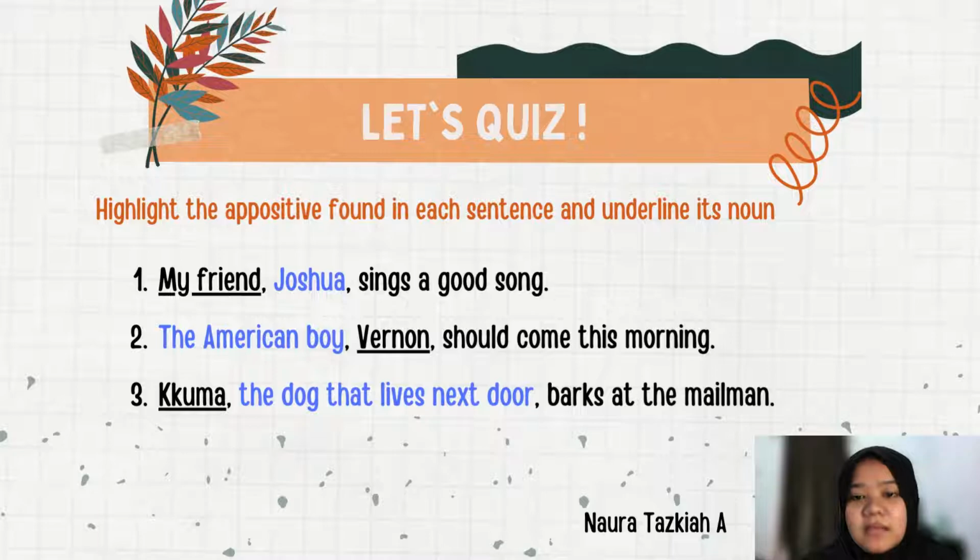In this number, the noun phrase the American boy is the appositive, and the appositive further explains the subject Vernon. And the last one is Kuma, the dog that lives next door, barks at the mailman. Different from the previous one, in this number, the dog is the appositive noun. This appositive noun, along with the modifier that lives next door, forms an appositive phrase.